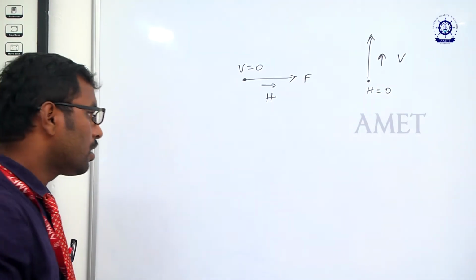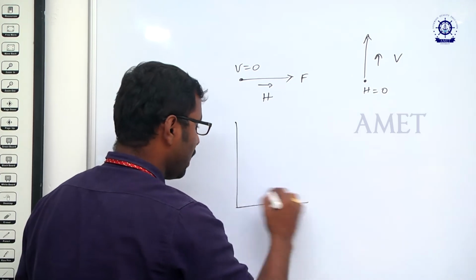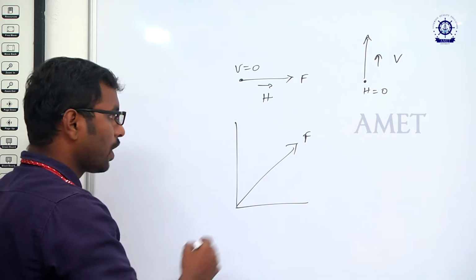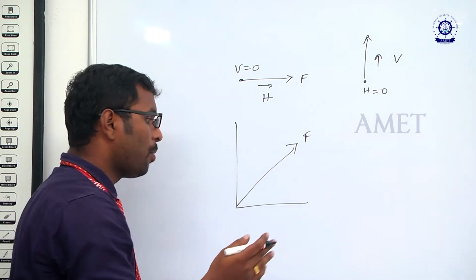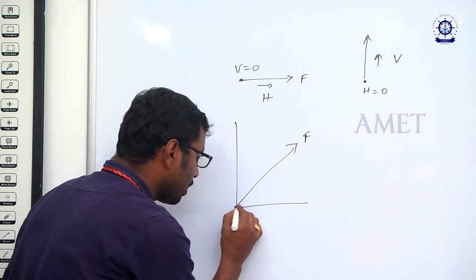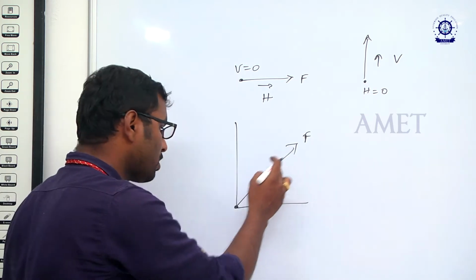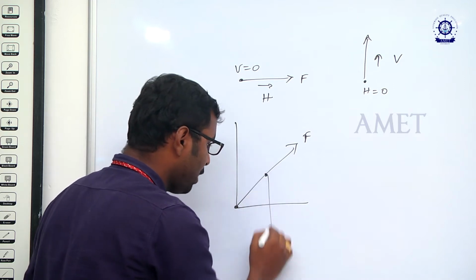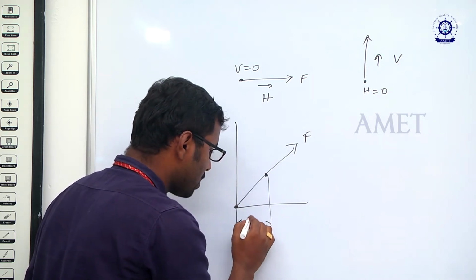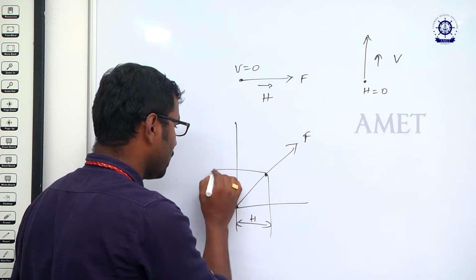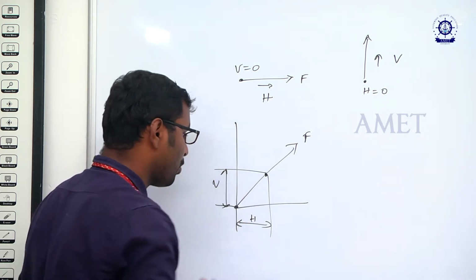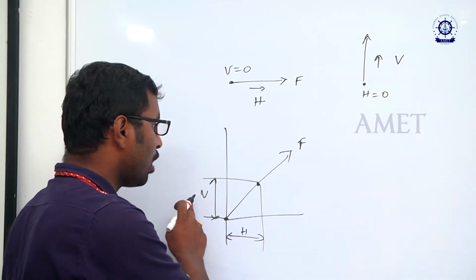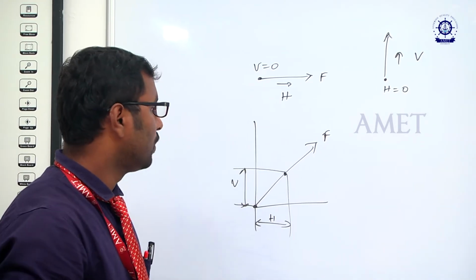In case we take an inclined force, there are two components, because of this force this particle will move in this direction. At that time it has a horizontal component, and at the same time a vertical component also. To find the horizontal component and vertical component, we have to follow some rules.